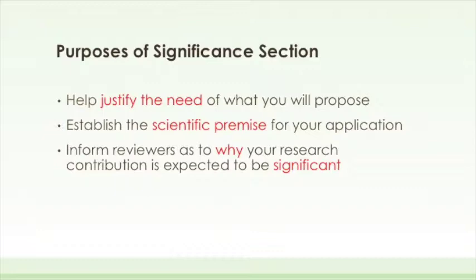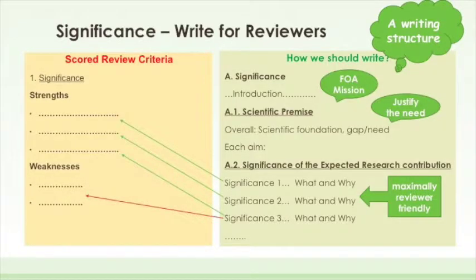So the purpose of the significance section is, one, you have to justify the need. If there is no need, they don't give you money to do it. That's very simple. And the second is, they want to look at your scientific promise. This is the new criterion for NIH grants. And the NIH reviewers have been instructed to look at scientific promise specifically. And they also inform the reviewer why your research contribution is expected to be significant. So this is what the significance score review criterion wants to look at.